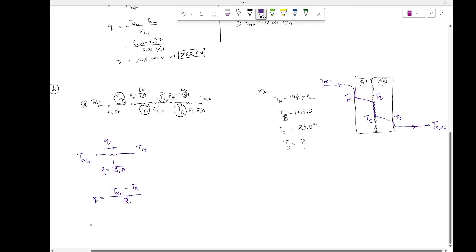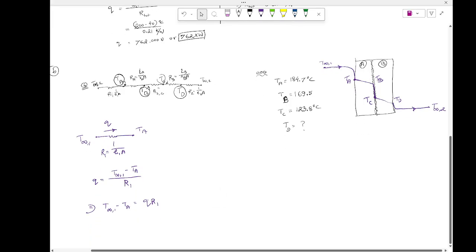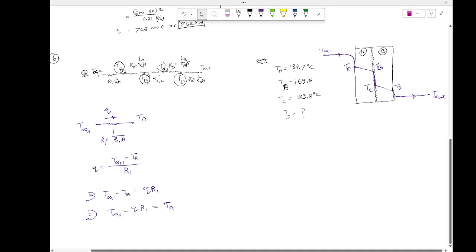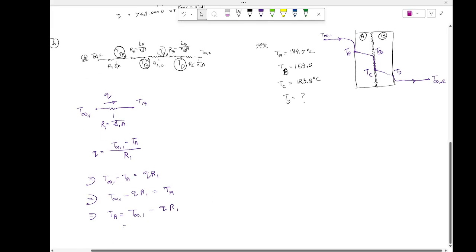So T infinity 1 minus TA equals QR1. Can I write this as T infinity 1 minus QR1 equal to TA? Can I do that? I'm rearranging things before I start plugging in the values, okay? There's a benefit of that. So T infinity 1 minus QR1, and then I'm going to start plugging in the values.